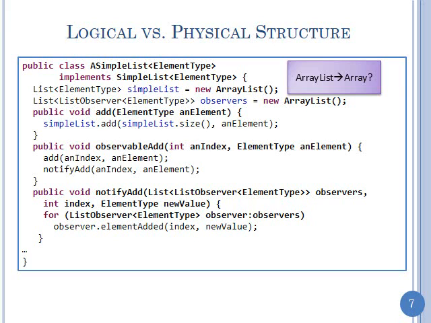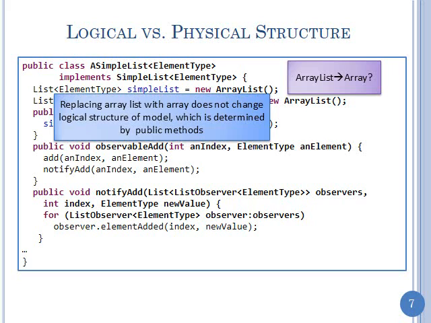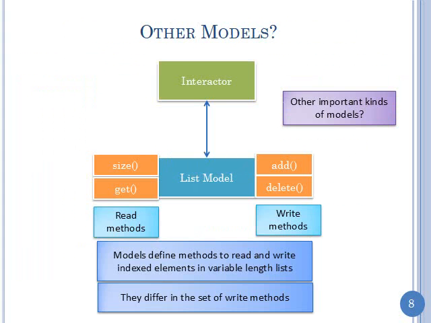Okay, and so this is what I want to mention here, that when we talk of lists, we talk of structure, we talk of parent node with some children nodes. And the structure is logical, based on the methods, and not physical, based on how you really implement it. Okay? It's not based on the instance variables of the class. It's based on the methods that are exposed. Okay? So replacing array list with array does not change the logical structure of the model, which is determined by public methods. Okay. So we've got a list model.